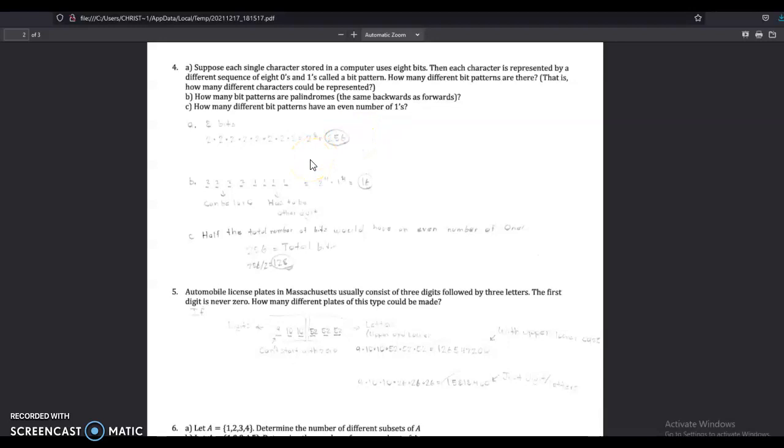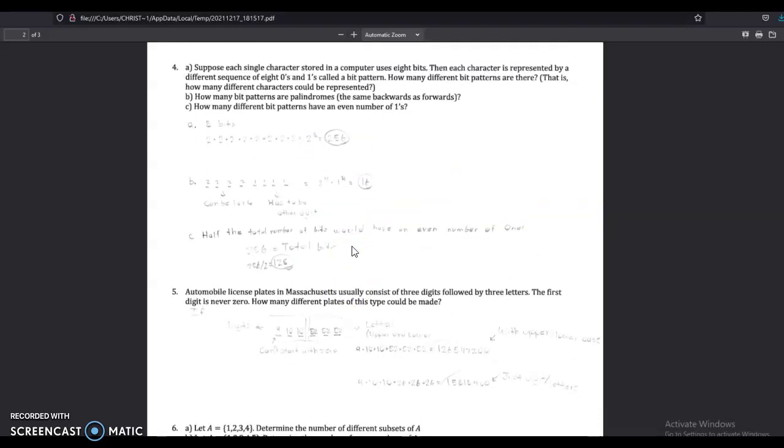Now the second one reads, how many bit patterns are palindromes, the same backwards as forwards? So I decided to write it this way. For the first 4, they can be written as 1 or 0, so they're given their 2 status. And the second half has to mirror the first, because it has to be a palindrome. So I wrote 2 to the 4th power times 1 to the 4th power, which equals 16.